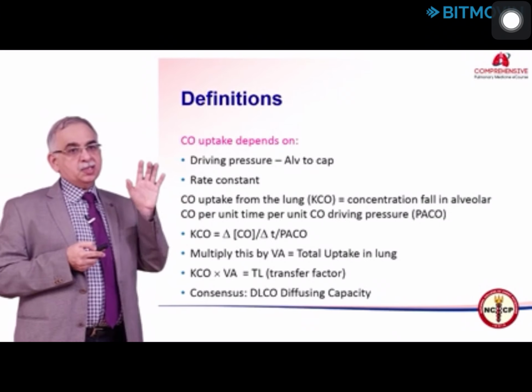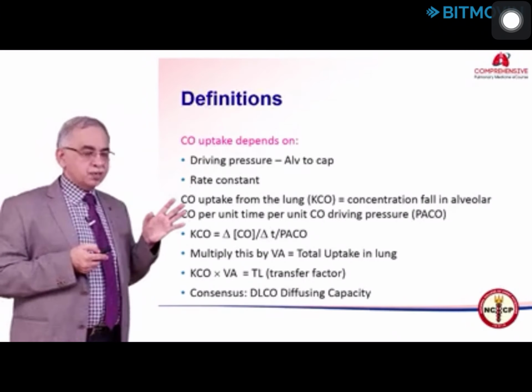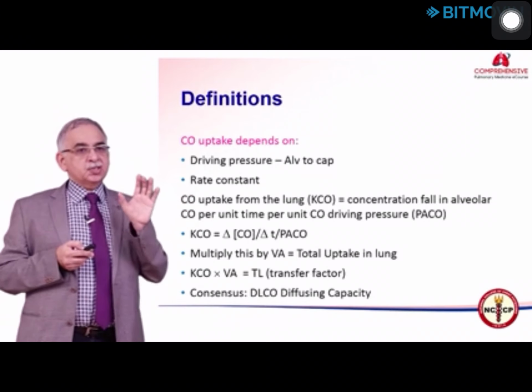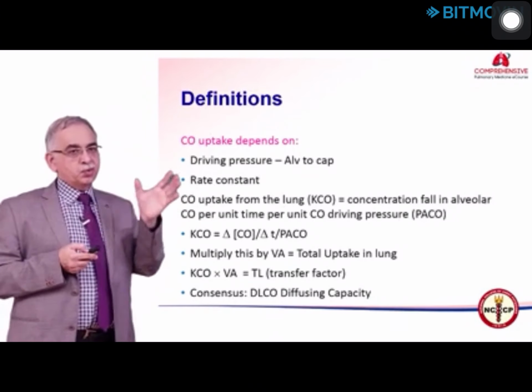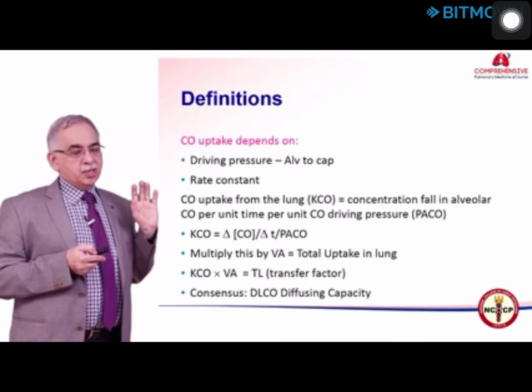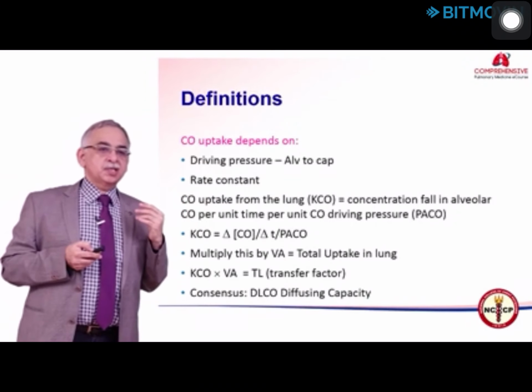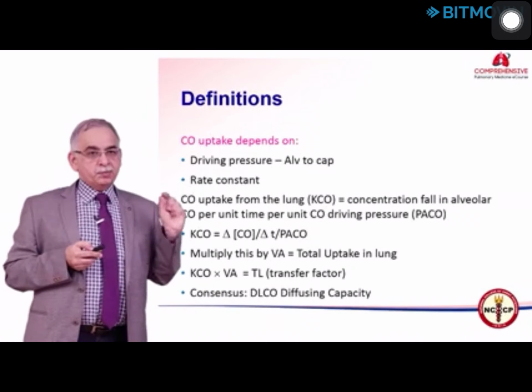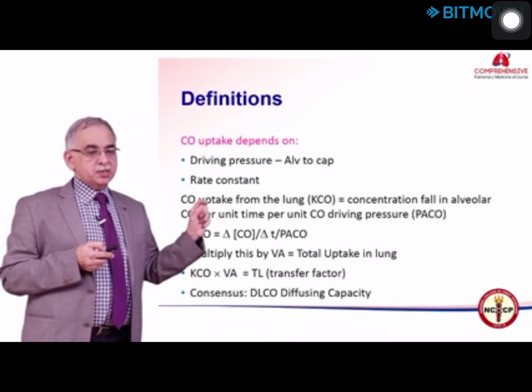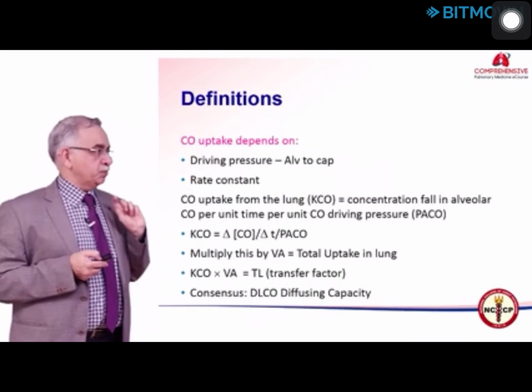KCO is gas transfer occurring in a single unit, and VA is the alveolar volume of all the units combined. So, in our diffusion capacity report, you will see these 3 terms being mentioned. So, it is important that we understand what KCO means, what VA means, and what DLCO means.